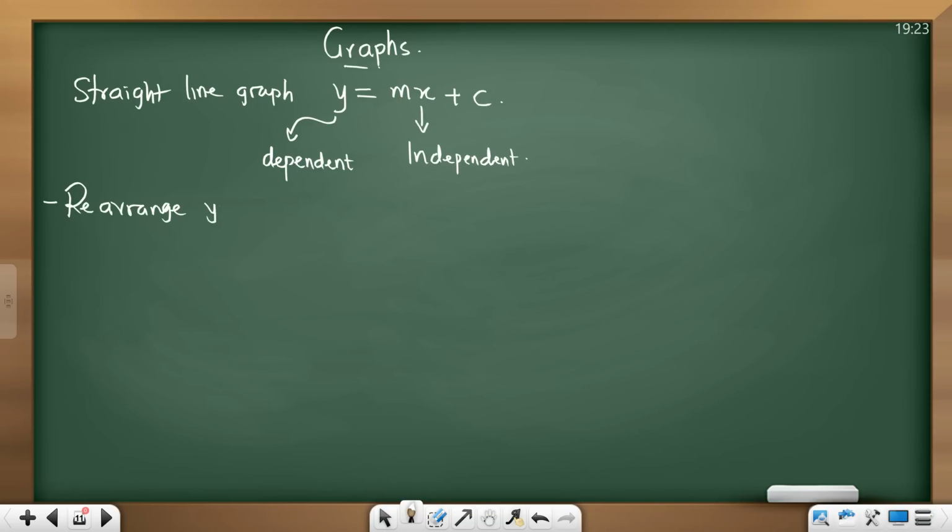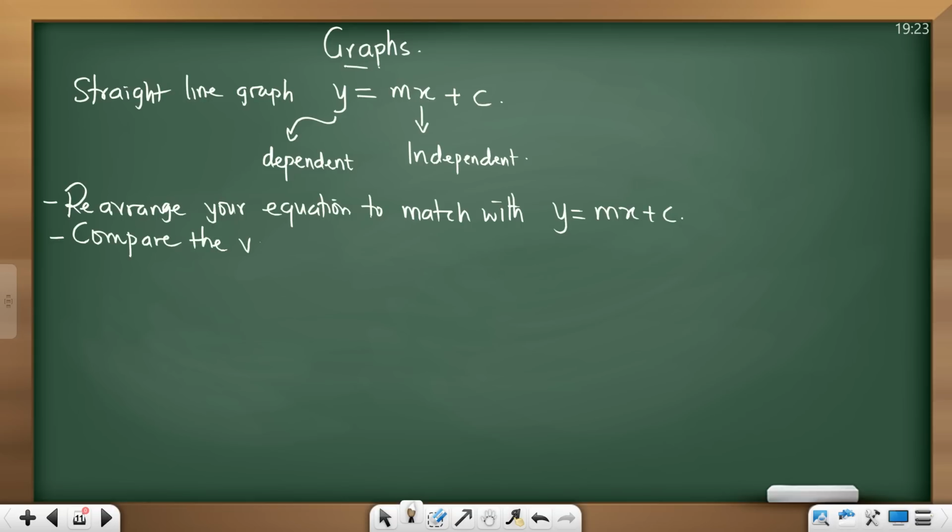Rearrange your equation to match with the linear equation y equals what? mx plus c. Once you do that, compare the variables. I'll explain and use this as an example. Compare the variables. Rearrange your equation.